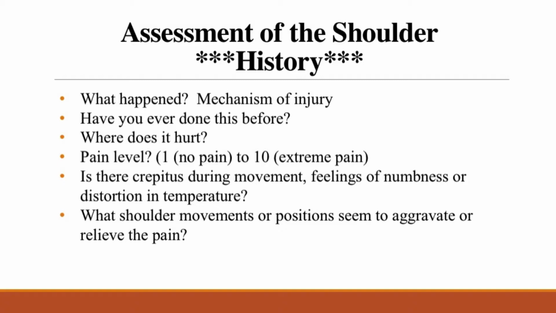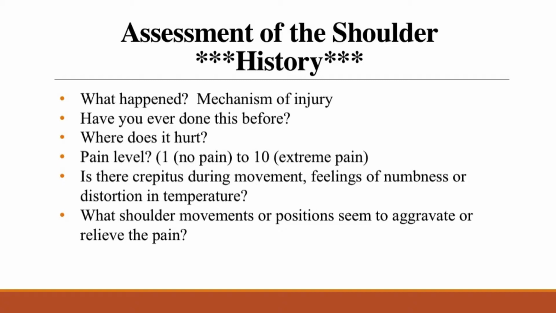Crepitus, or grinding sensations, is an indication of inflammation in chronic injuries and fractures in acute injuries. If there are sensations of numbness or changes in temperature, this means there might be a disruption in nerve conduction and blood flow, warranting immediate medical attention. If the athlete has separated the shoulder at the AC joint, he or she will either have the arm dangling to the side or will be supporting the arm at the elbow.